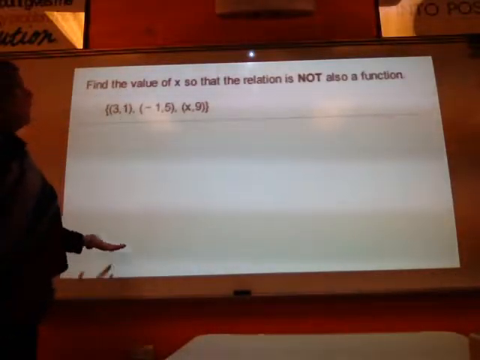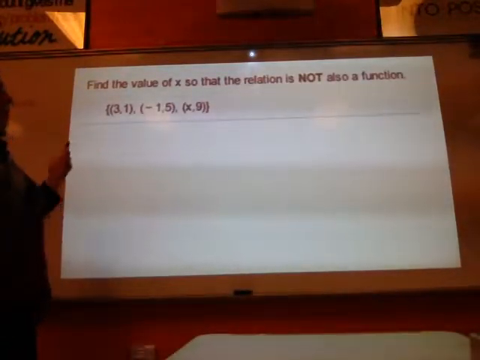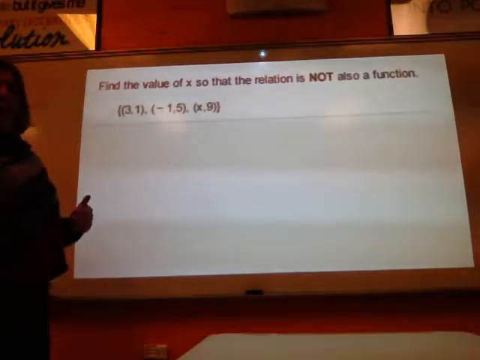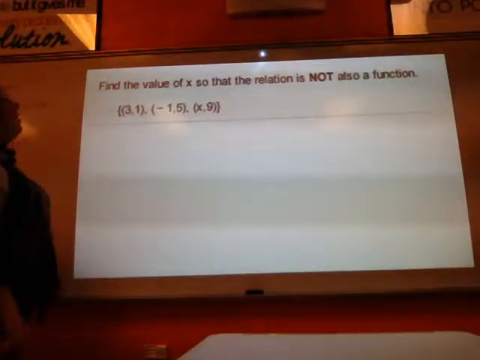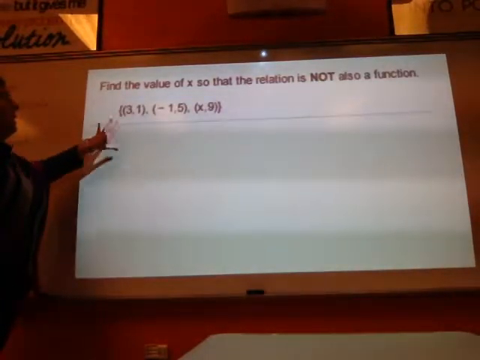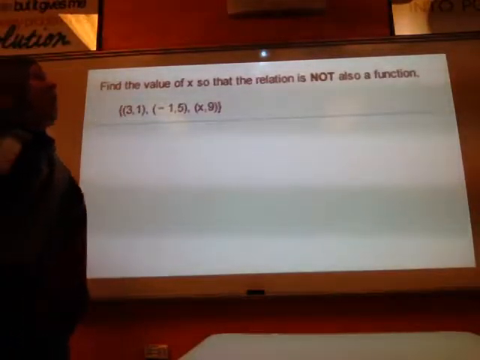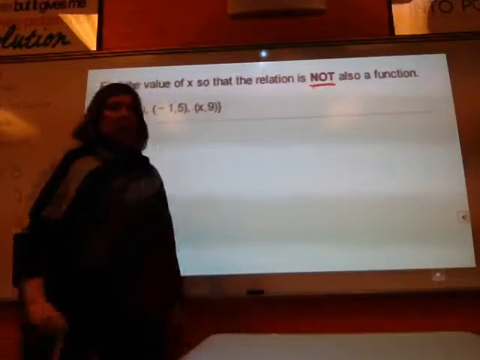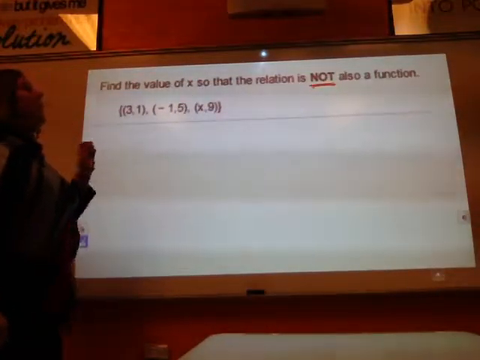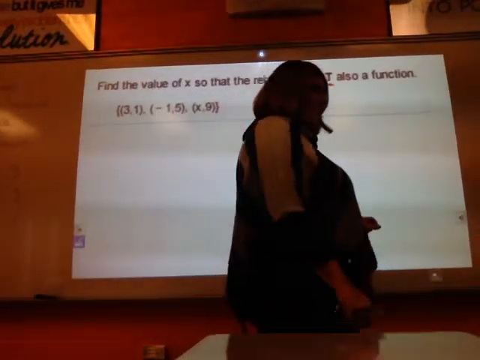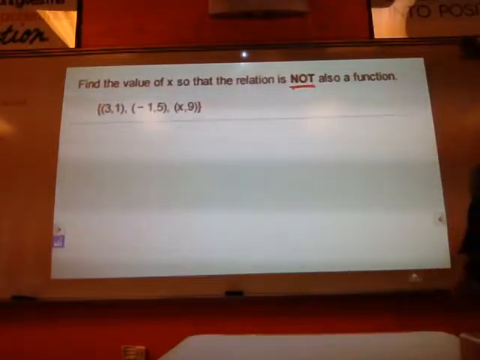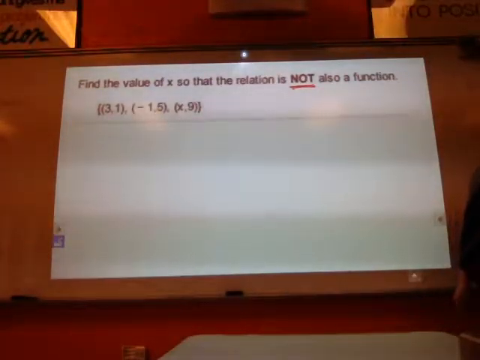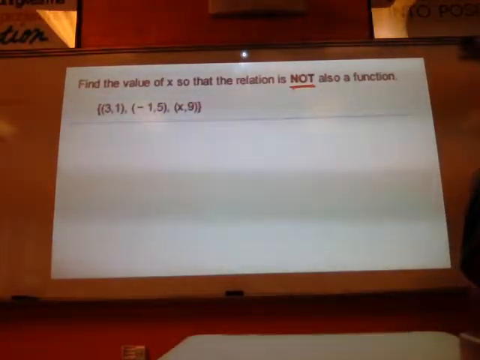Okay, so not only is chapter 3 about slope and graphing and all that, it's also about functions and domain and ranges. So it says find the value of x so that the relation is not a function. Now, remember that in order for it to be a function, all of the x values have to be different, okay? Your domain values have to be different.